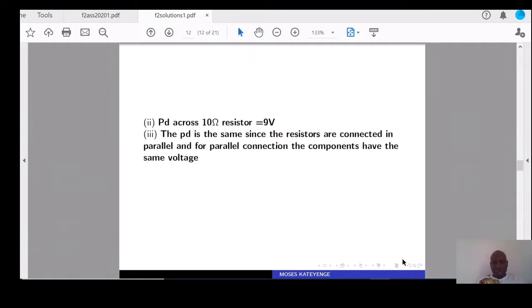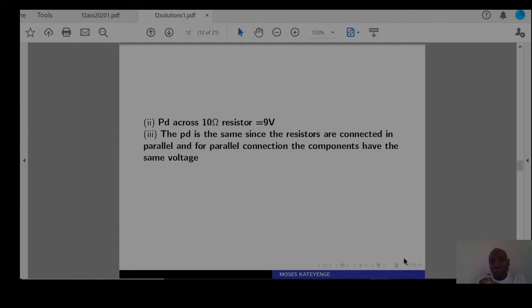The next question was telling us to find the PD across the 10 ohm resistor. The PD across the 10 ohm resistor is going to be 9 volts. Why? Because the resistors are connected in parallel. And when resistors are connected in parallel, they have the same PD as the source. That means that if our source has a voltage of 9 volts, then all these individual resistors connected in parallel also have a voltage or PD of 9 volts.